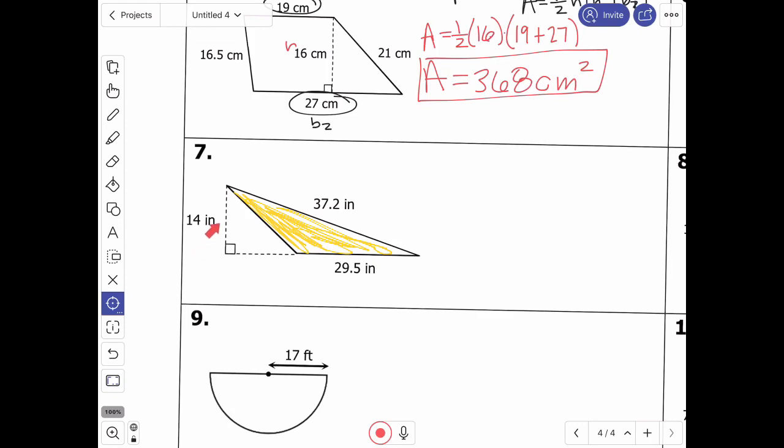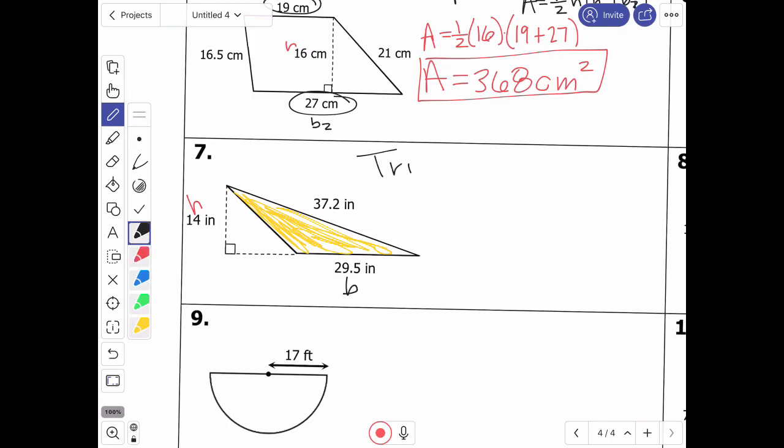So the height, you're always going to look for, okay, where's that right angle being formed? I'm going to look straight up from that right angle, and that's going to tell me the height. So this is my height. And then again, wherever that right angle is being formed with, that's your base. So I'm going to follow height, and then here's my base, okay? So my base has to be this 29.5.